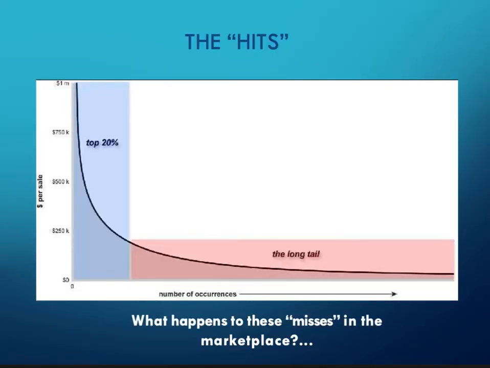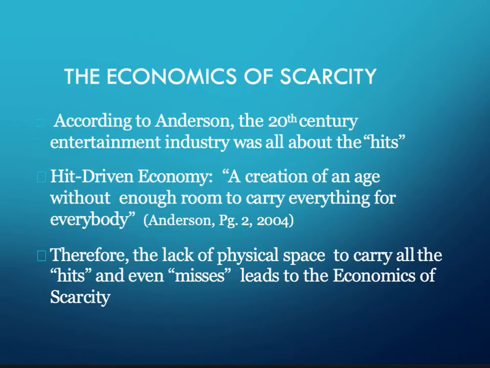A better illustration: the hits. Okay, on the blue you see the top 20. As it tails off, the long tail, towards the bottom. So in terms of scarcity, according to Anderson, especially in the entertainment industry, it's basically hits. So with the best selling song, for example, you are able to target everybody.